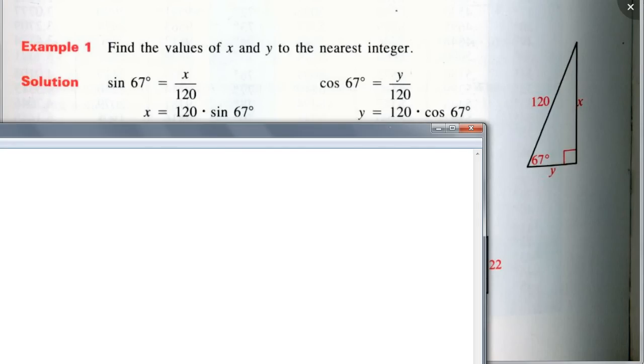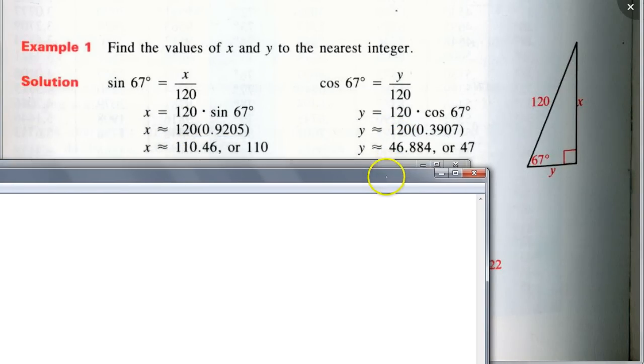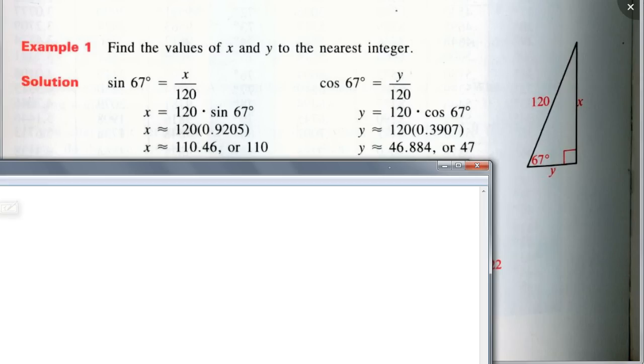And of course, you could look up cosine. Now, which column do we look at? It's the second column. You look at the 67 cosine. It turns out to be 0.3907. You multiply that out, and it's about 47. Okay. So we have found the length of x and y.